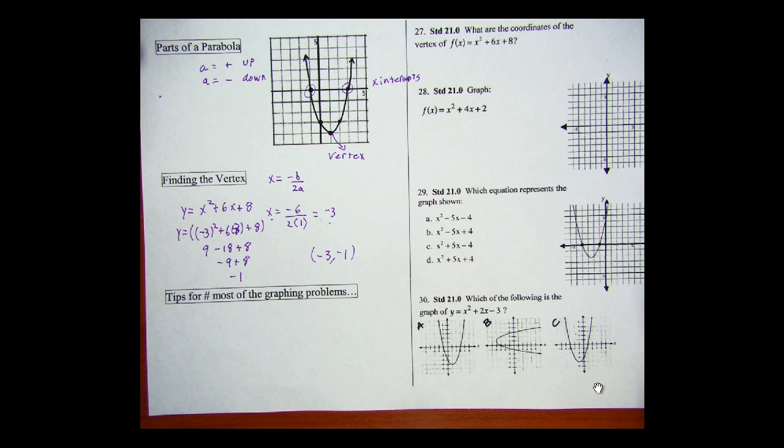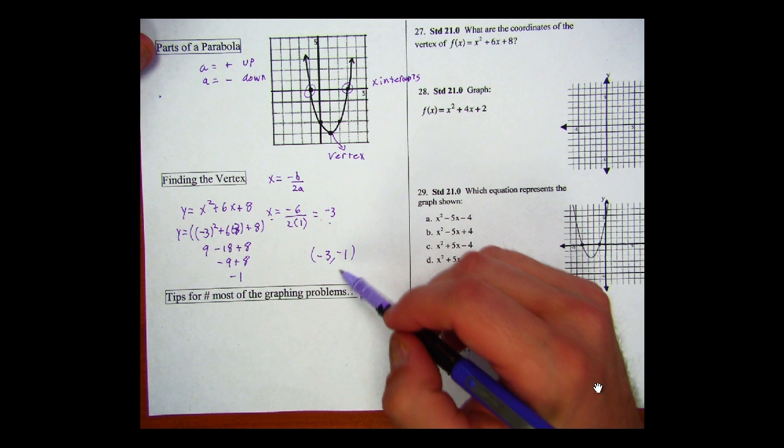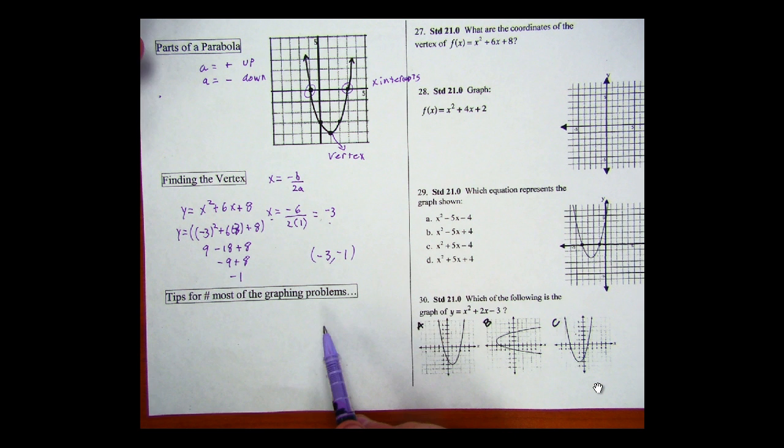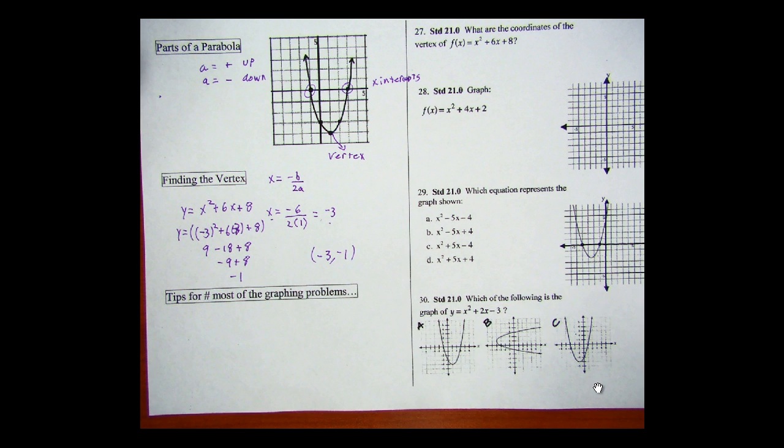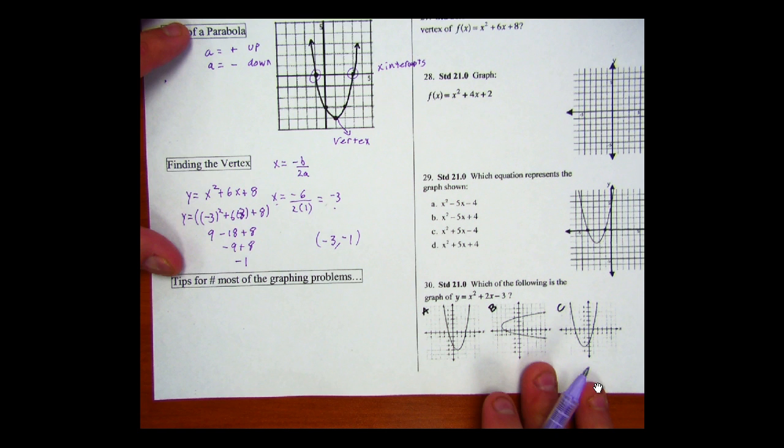How this will help you is, if you have an equation, you can quickly find the vertex and then look at the pictures for the graph and figure out which graph does not have negative 3, negative 1 for the vertex. You can cross that choice off, and then you're good to go.